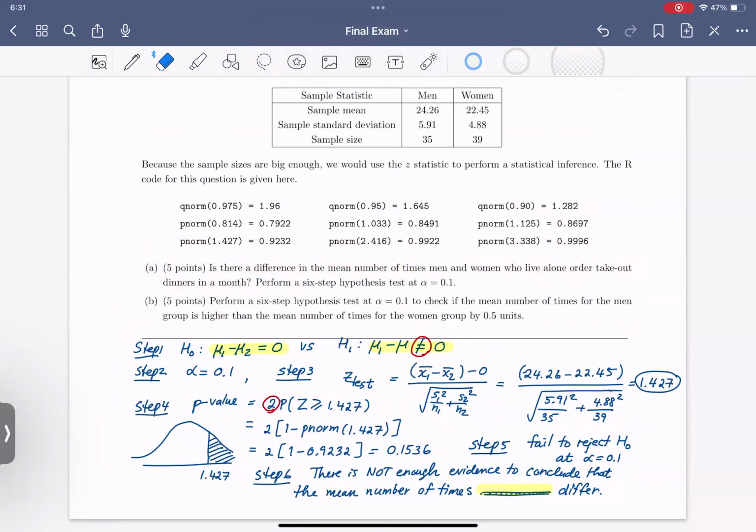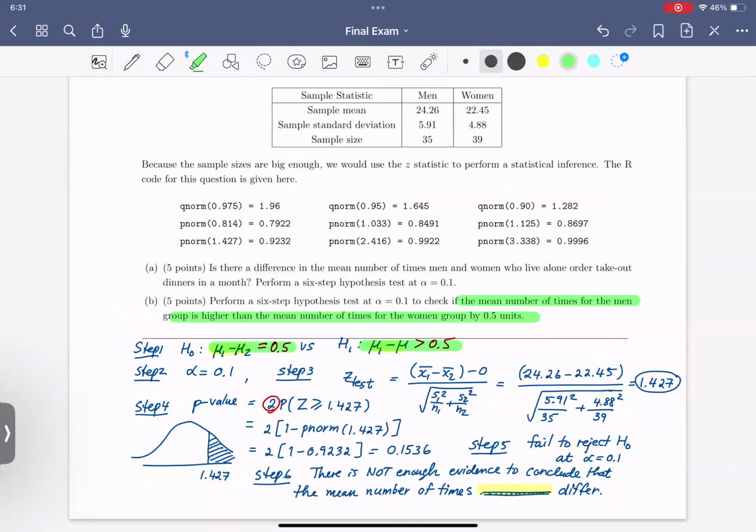All right, for part B, the thing that you're gonna change from part A is, first of all, the alternative hypothesis. So the first one is gonna be equal to 0.5 and the other greater than 0.5, right? Because from the question, you can see that they want to check that the mean number of times for the men group is higher than for the women group by 0.5. So this is why I do this and I do this.